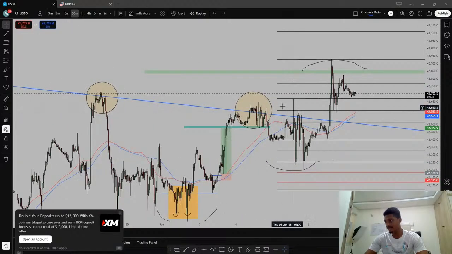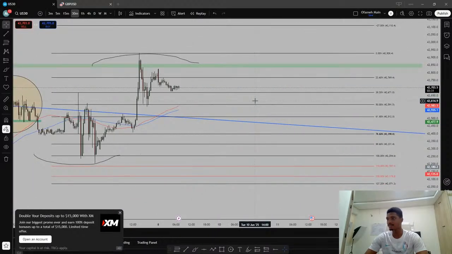US 30 is not for everybody. Do you understand? So like I said, you can see a dump of 200, 500 pips and see a pump of 1,000 pips. It happens every time. So your entry has to be precise. You have to be very, very precise whenever you're taking trades here.